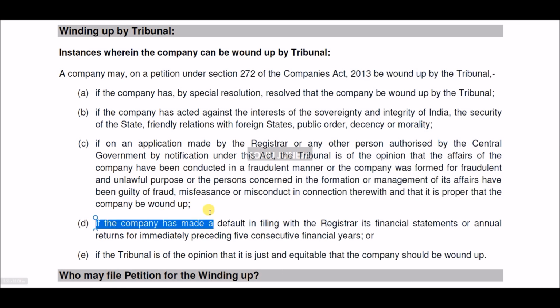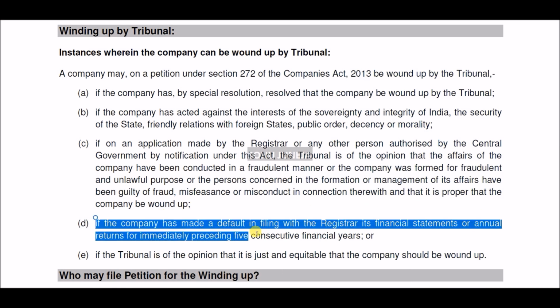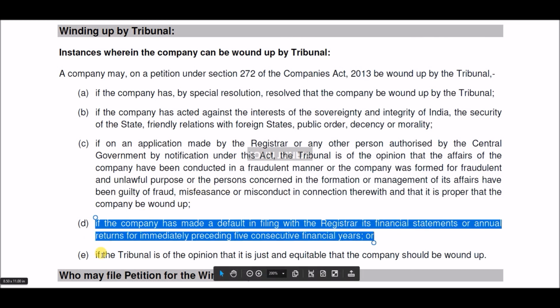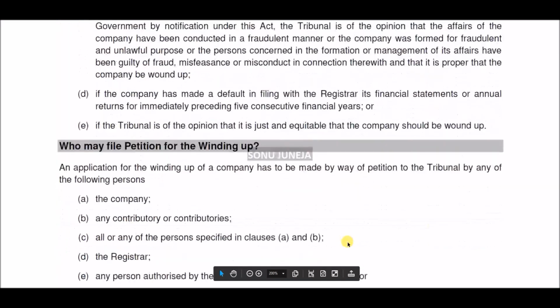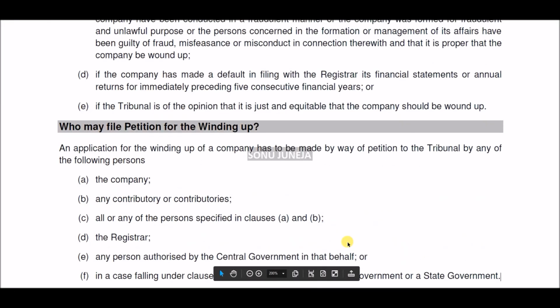इन शॉर्ट, अगर कंपनी ने रजिस्ट्रार को 5 साल लगातार अपने फाइनेंशियल नहीं सबमिट करे तो भी बंद, और जहाँ ट्रिब्यूनल को लगता है कि आप कंपनी बंद ही कर दो आप, तो वहाँ बंद हो जाएगी। अब वाइंडिंग अप के लिए पिटीशन कौन कौन फाइल कर सकता है?